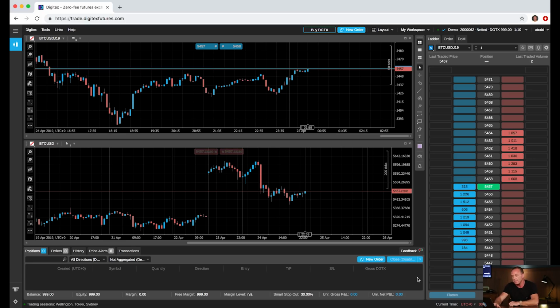So the only price that I can get is this 54.57 right now. If I wanted to sell it at 54.58 or, you know, 3 ticks higher or 6 ticks higher, I can't do it. And this apparently isn't a bug. This is expected behavior.